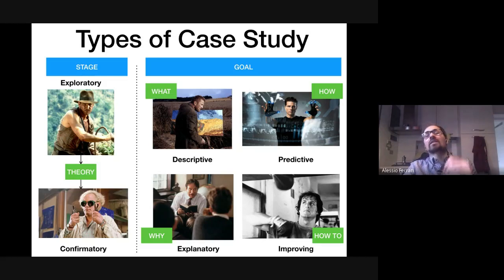So you are doing an exploratory case study. Then you have refined your tool, and you want to perform a confirmatory study in another company or in another group of the company. The approach is still improving, okay, but the spirit, the stage is confirmatory.